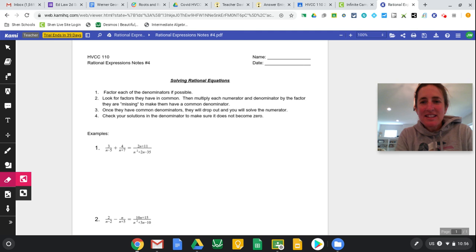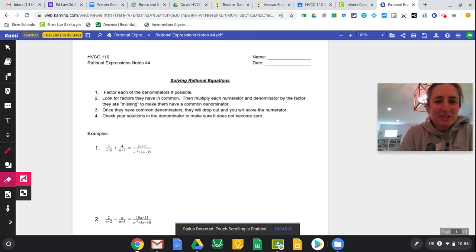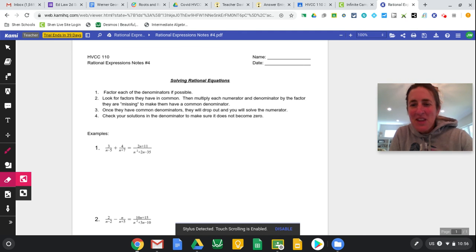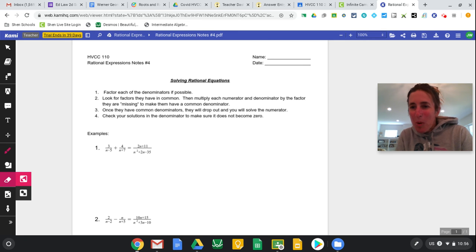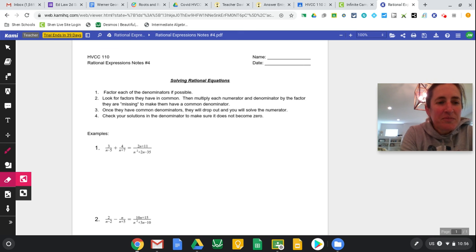Okay, so our last lesson that we're going to learn for the year, which sounds crazy to me, is we're going to do some solving rational equations. I'm so excited. Okay, so notice it's an equation because there is an equal sign in the problem.